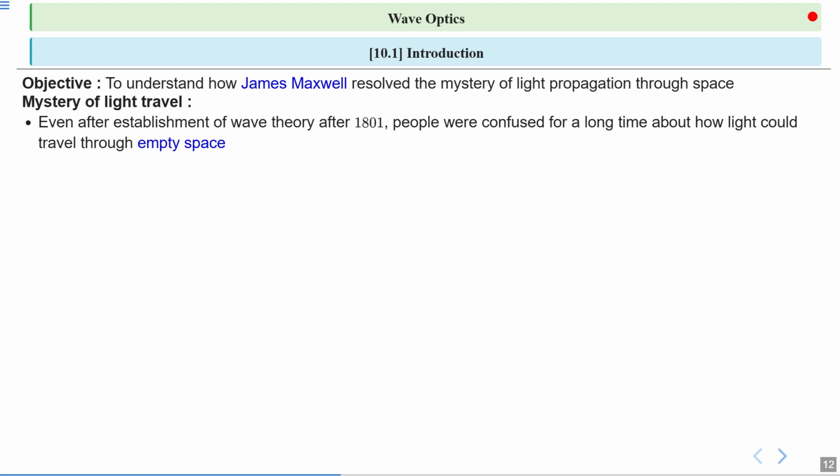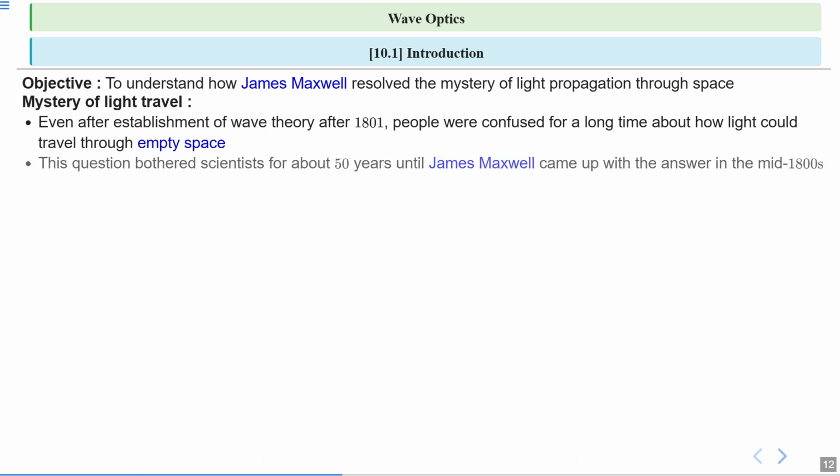Even after the establishment of wave theory after 1801, people were confused for a long time about how light could travel through empty space. It wasn't until the mid 1800s that James Maxwell provided a breakthrough. So this question bothered scientists for about 50 years until James Maxwell came up with the answer in the mid 1800s.